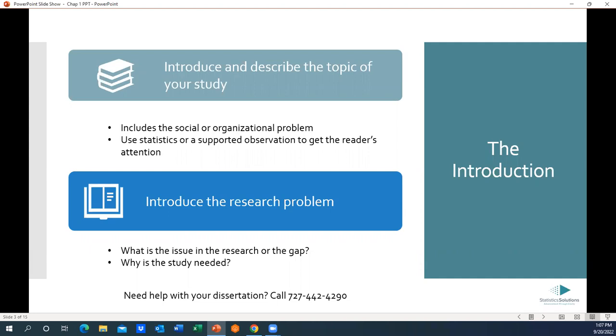So whatever it is, you want to introduce the problem, right? You want to do it in a way that shows that it's a problem and gets the reader's attention. So sometimes you can use statistics, right? If there's a statistic that shows how many special education teachers are leaving the profession, you can use that. It doesn't always have to be statistics, it can be just a supported source that indicates that there's an issue or a problem, right?